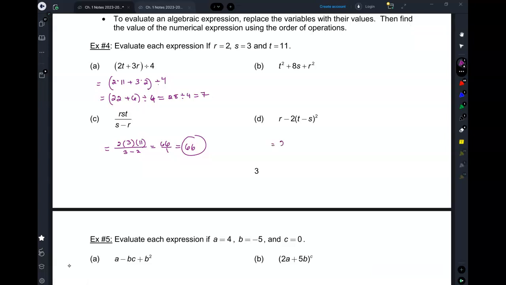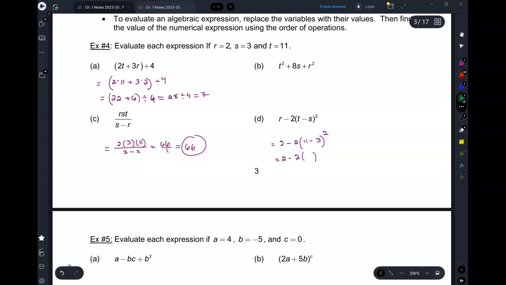Let's do D. So R minus 2 times, in parentheses, T minus 3 squared. Do you see how this looks identical to this? I am not allowed to change any of that. Just copy it over and do the operations. Okay, so 2 minus 2. 11 minus 3 is what these days? 8 squared.